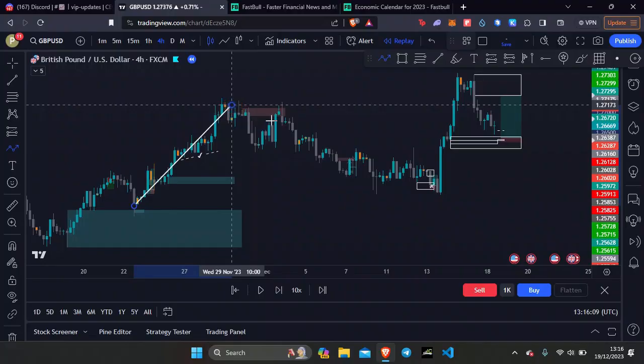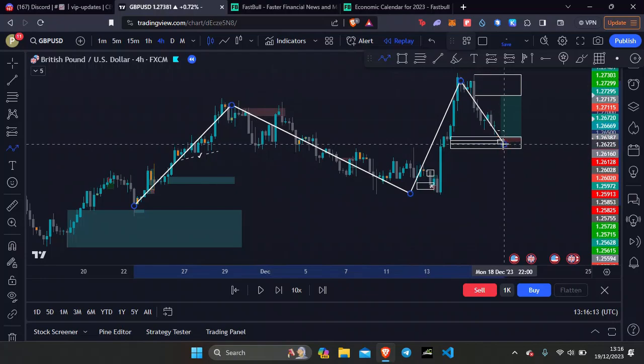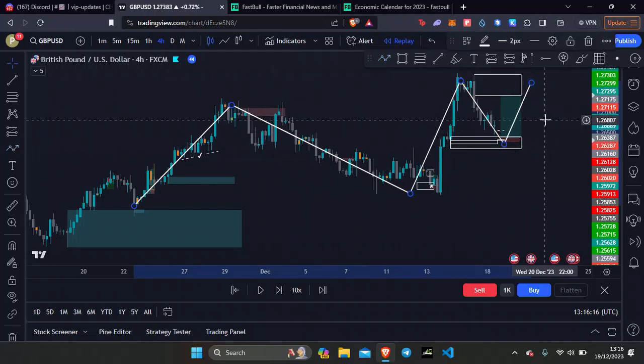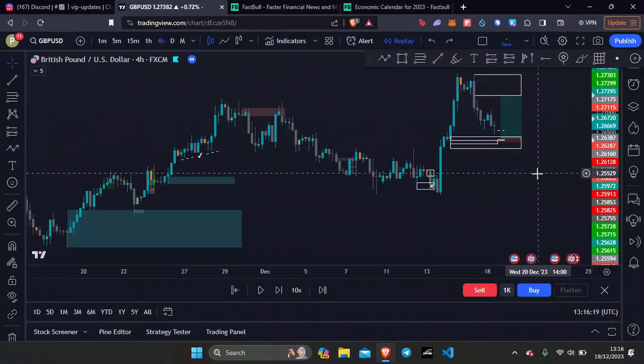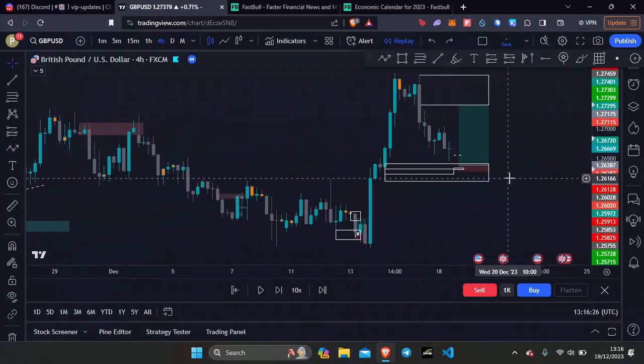So we've got higher high, higher low, higher high. So now we want to see a higher low, which is what we got right here, and then a higher high. So now that we know that we're in a bullish market, we want to start looking for buys, but we have to identify where price can come to before we start looking for these buys, right?